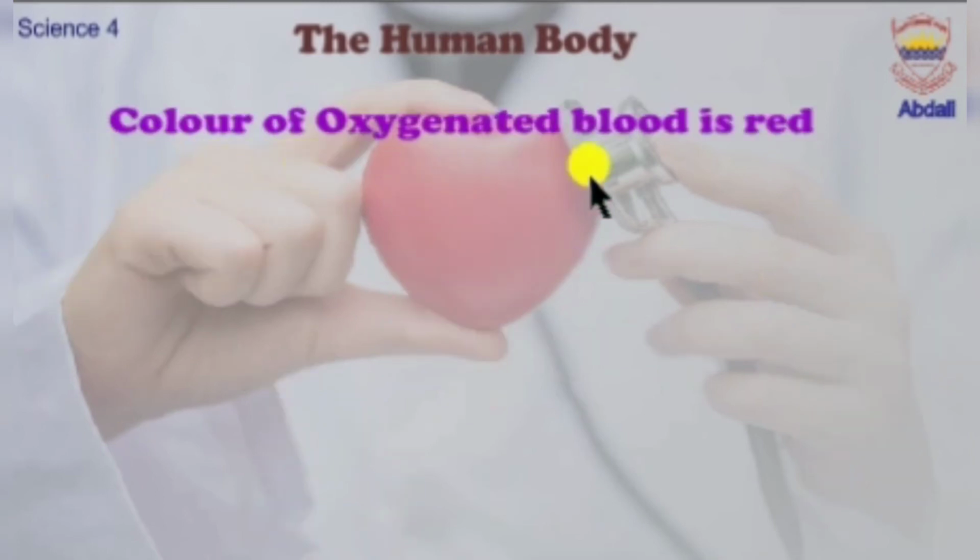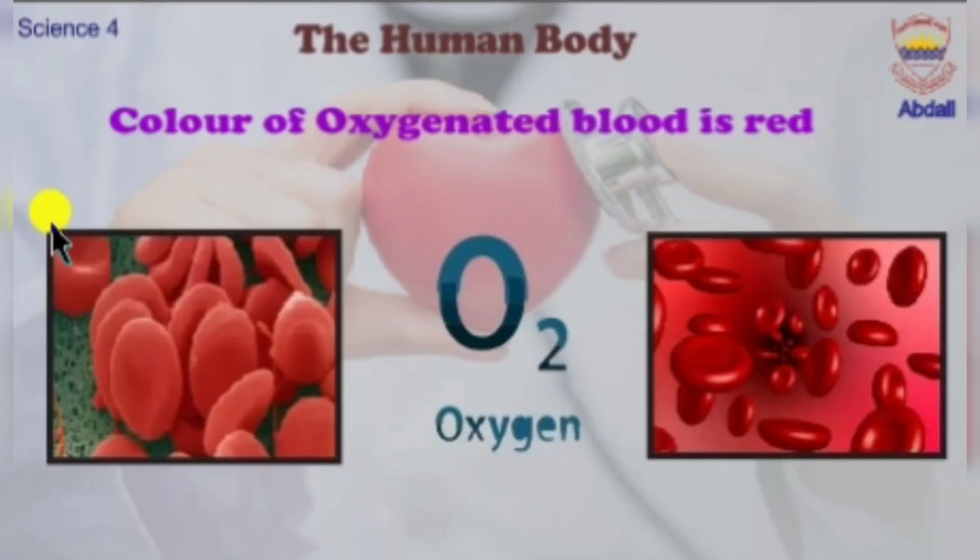The color of oxygenated blood is red. As you can see in this slide, the picture of blood is red. This is the oxygenated blood. Oxygenated blood color is always red.